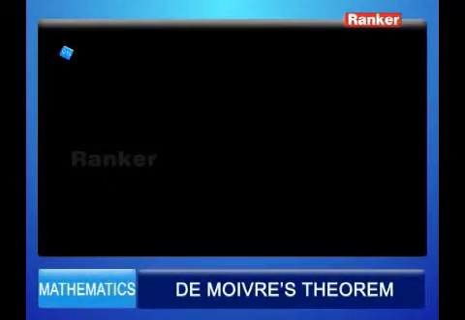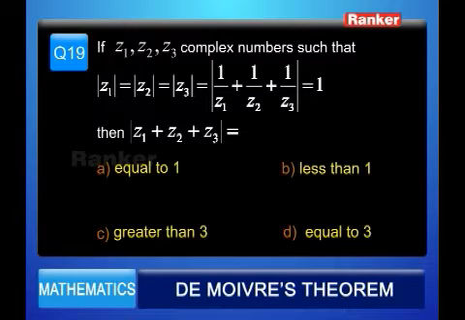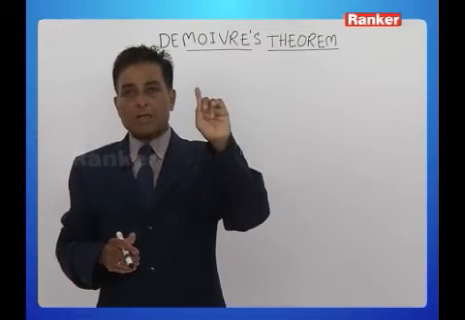Question number 19. If Z1, Z2, Z3 are 3 complex numbers such that modulus of Z1, modulus of Z2, modulus of Z3 and also modulus of 1 by Z1 plus 1 by Z2 plus 1 by Z3 are all equal to 1, then what is the value of modulus of Z1 plus Z2 plus Z3? 4 options are given: 1, less than 1, greater than 3 and equal to 3. Let us see the right answer, right option.